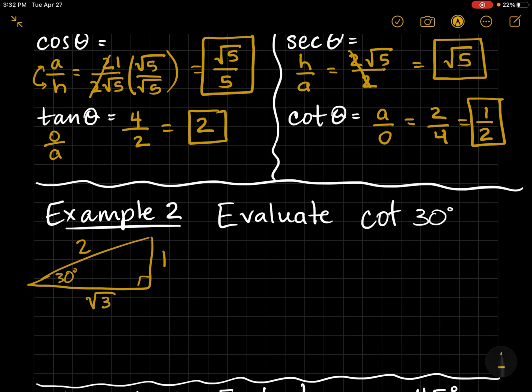So the cotangent is the reciprocal of the tangent. So this would be adjacent over opposite. Adjacent to the 30-degree angle is radical 3, and opposite is 1. So my answer is the square root of 3.